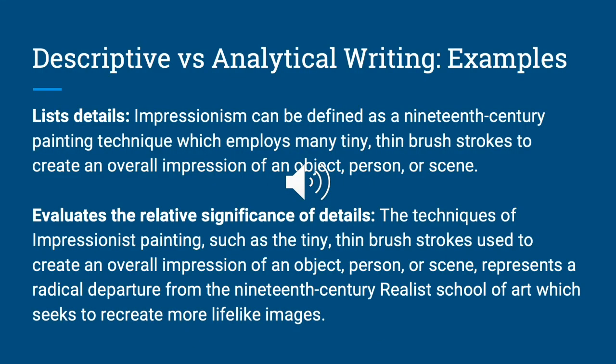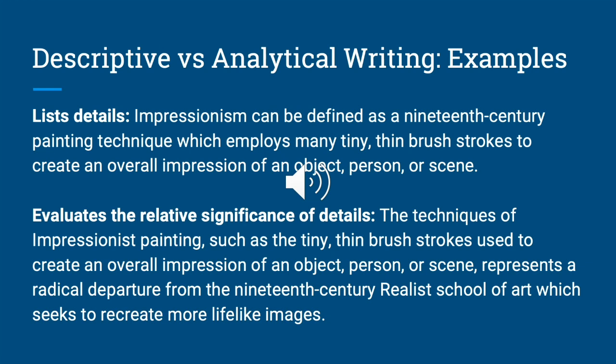So this slide shows you two more sentences that I've written which demonstrate and put into action these actual differences between descriptive and analytical writing. As we've mentioned before, descriptive writing oftentimes provides information without interpreting. It lists details. An example of this is, Impressionism can be defined as a 19th century painting technique which employs many tiny, thin brush strokes to create an overall impression of an object, person, or scene.